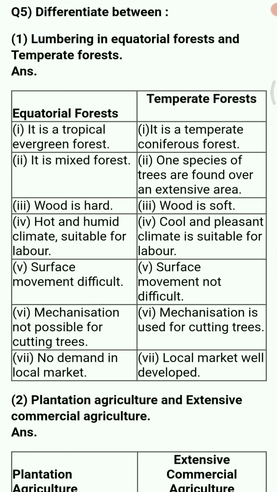Mechanization is not possible for cutting trees in the equatorial forest. Why? Because the wood is very hard.